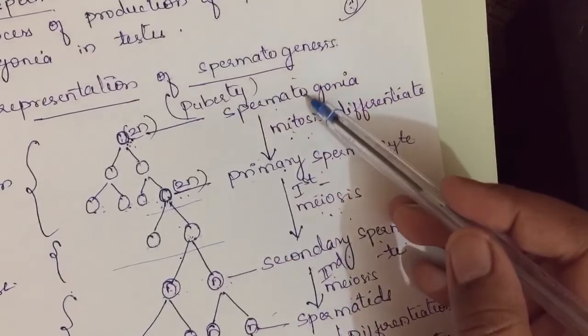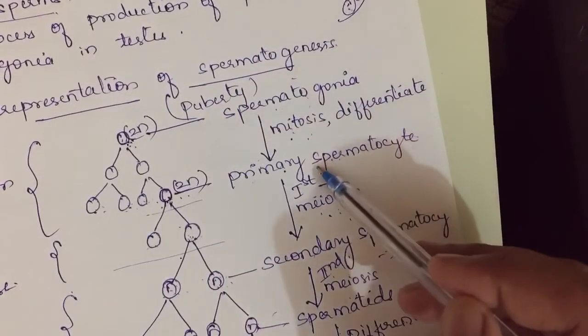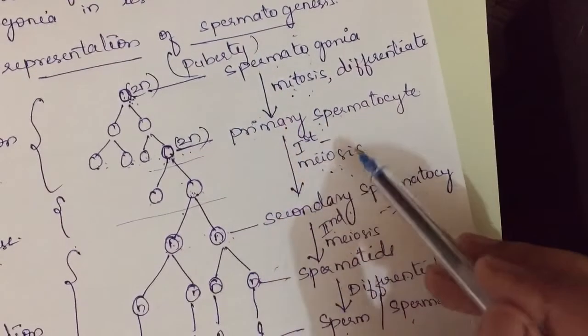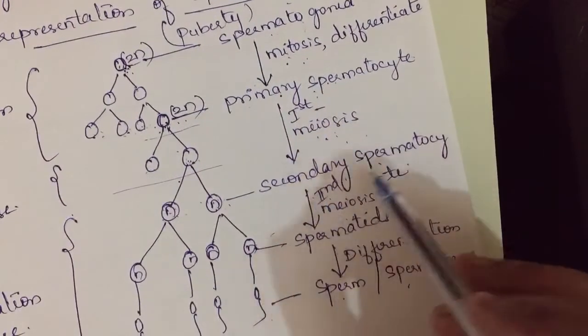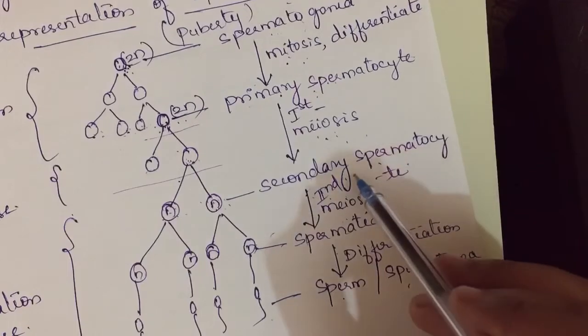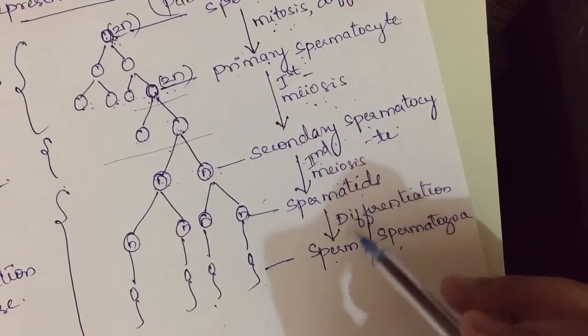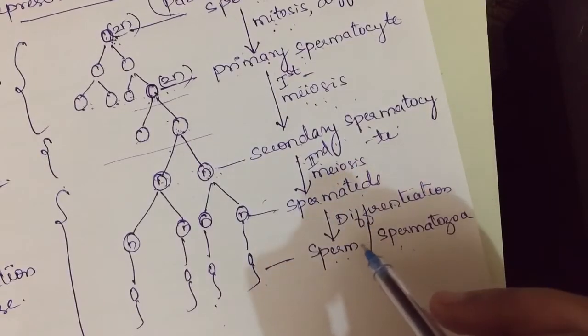First, one spermatogonium will divide into primary spermatocytes by mitosis. Then the primary spermatocyte will undergo meiosis for the first time, and secondary spermatocytes are formed. Each secondary spermatocyte will undergo meiosis once again to form spermatids. These spermatids will differentiate to form sperms or spermatozoa.